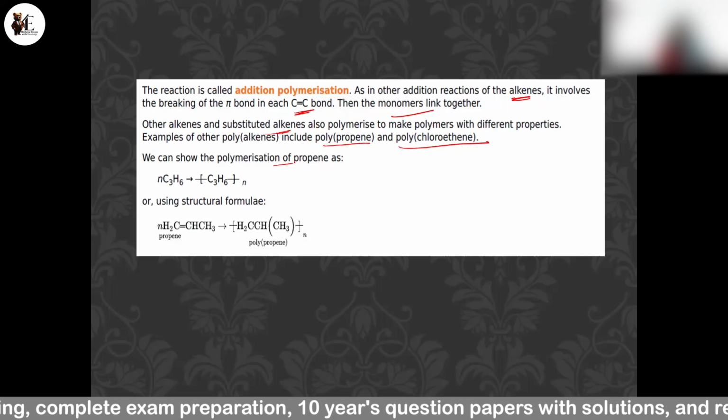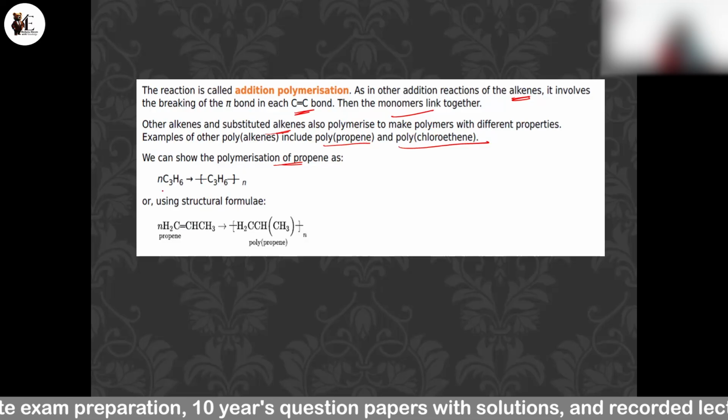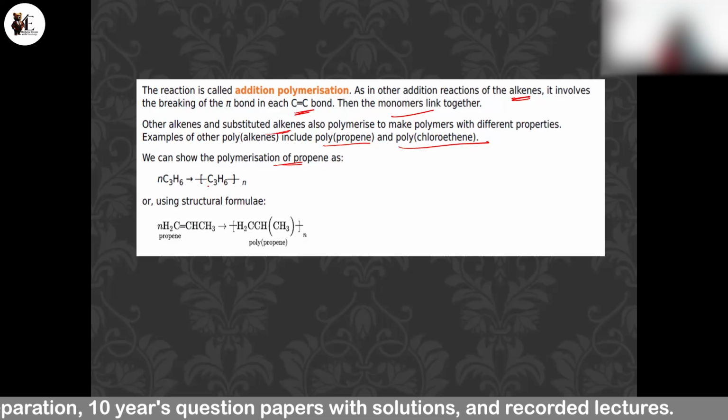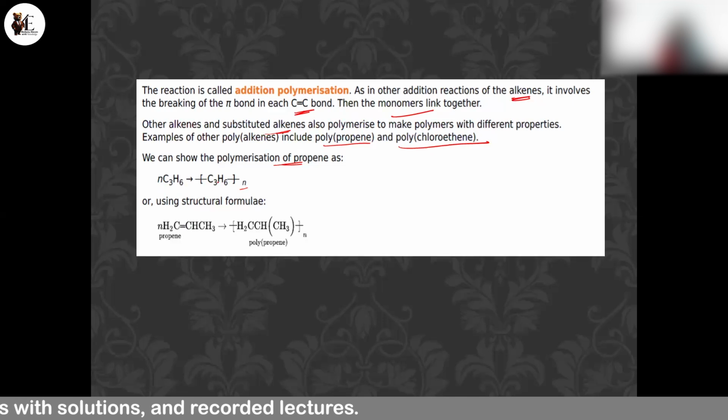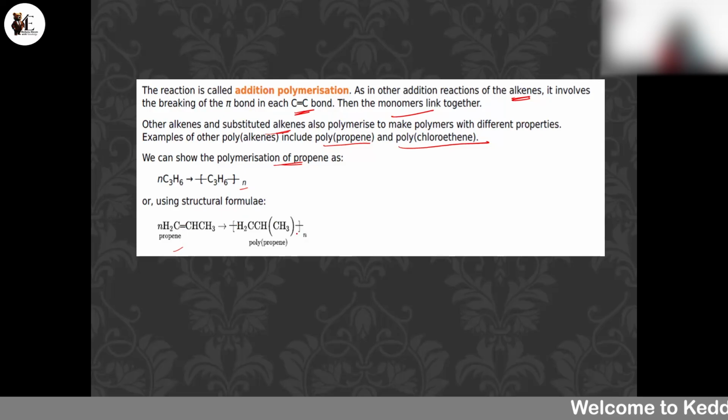So we can show the polymerization reaction of propene. It is also the same, N C3H6. You just have to put this N here and make brackets. Brackets mean this is a repeating unit. Or you can use the structural formula. You have to convert this pi bond into a sigma bond, apply brackets to show the repeating units, and write the value of N here. N can be up to 10,000.